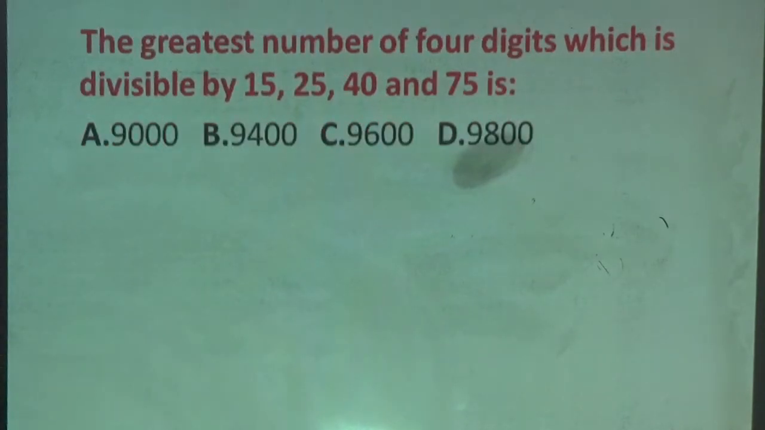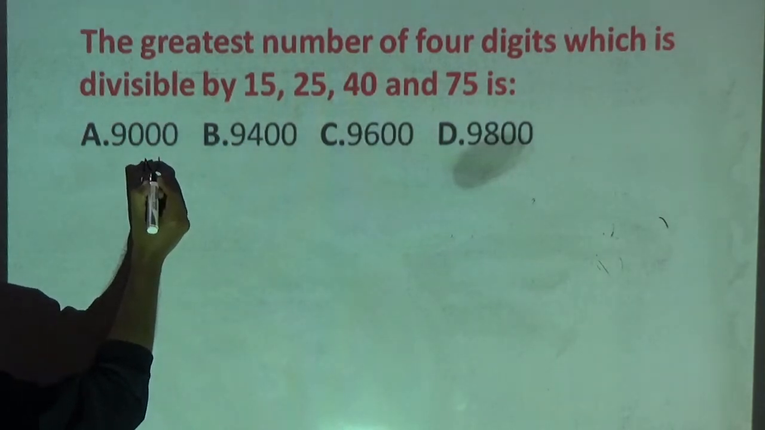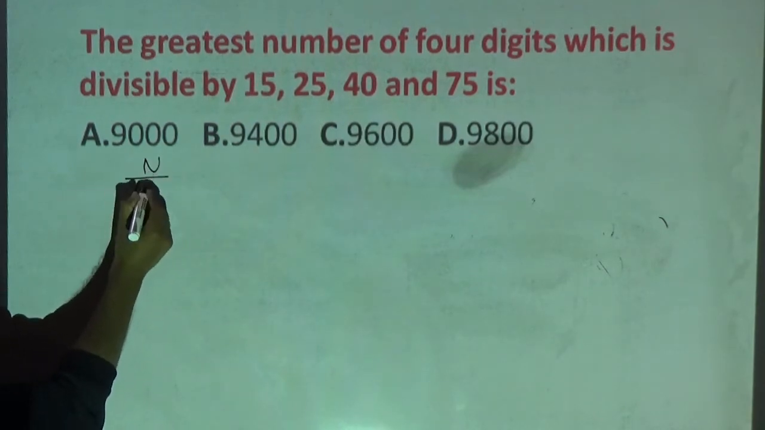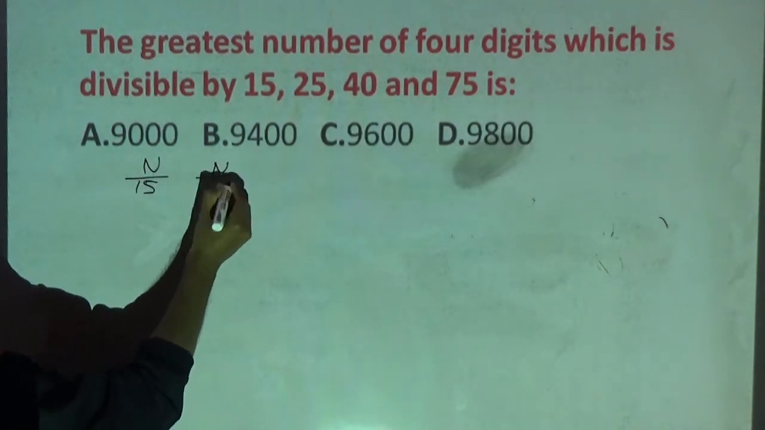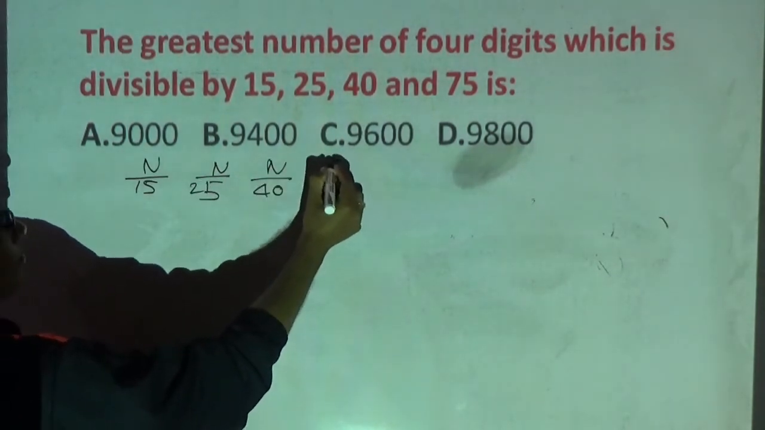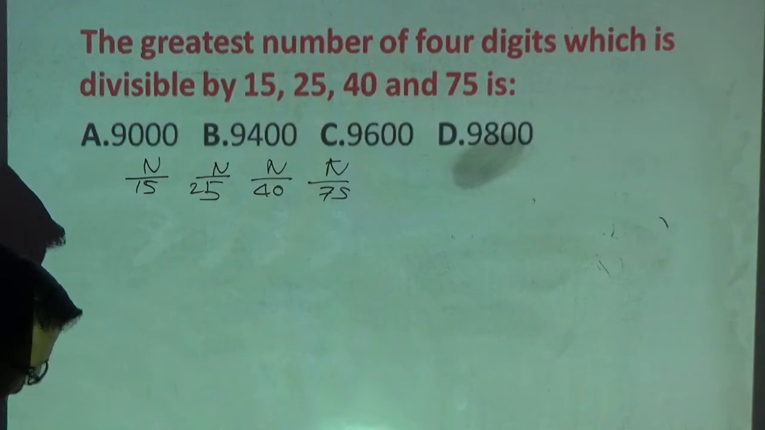The greatest number of 4 digits which is divisible by 15, 25, 40, 75. Now, I am finding the greatest number of 4 digits which is divisible by these. I am dividing my number by 15, by 25, by 40 and by 75. Now, this is exactly divisible. The number that I want, where it is in the numerator, that means what? I am finding the LCM.